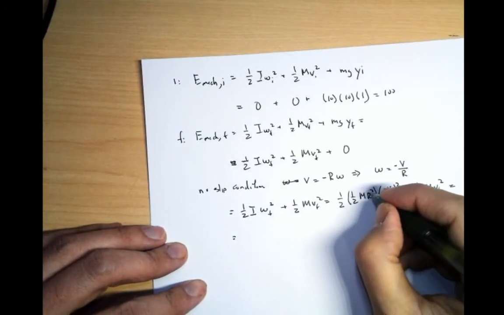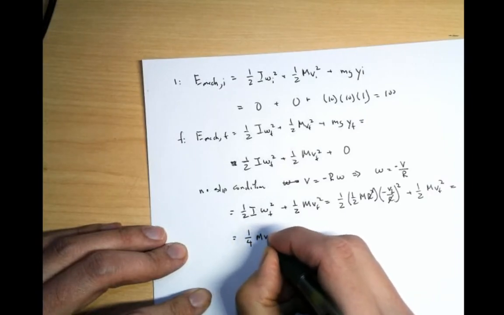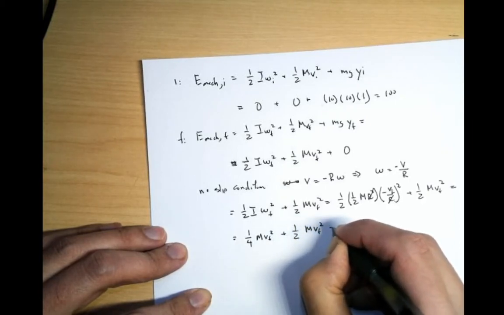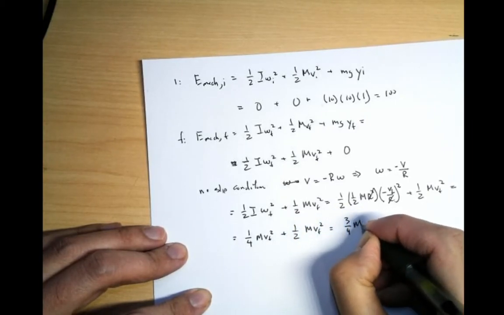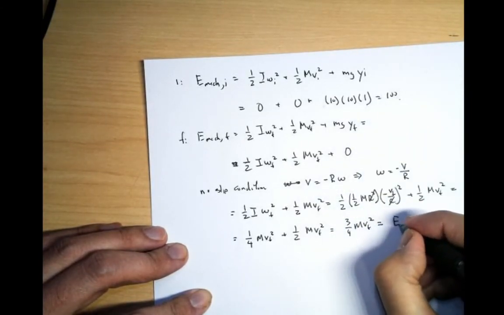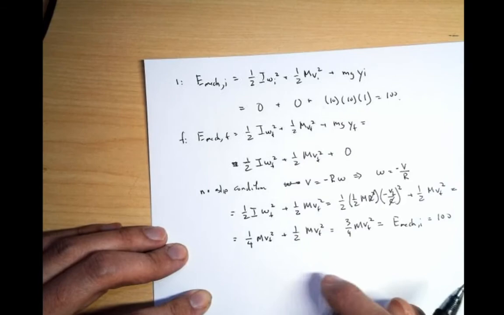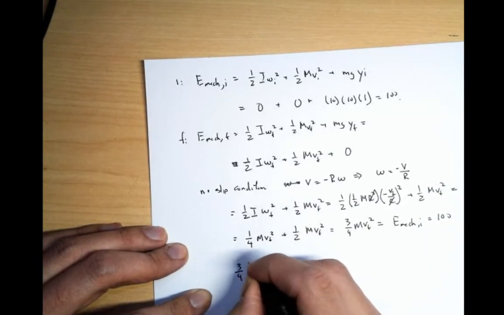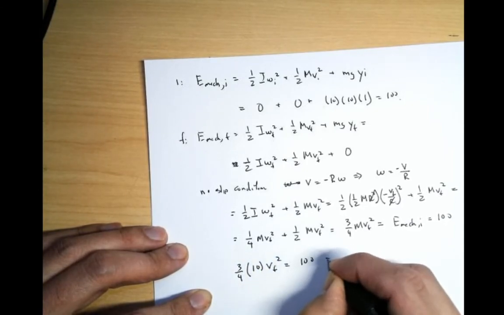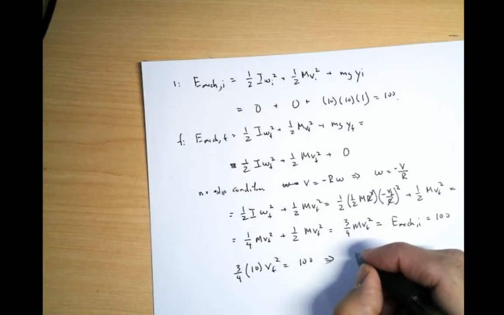Let's continue working this out. These squares will kill each other. So it's 1/4 m vf squared plus 1/2 m vf squared, which is 3/4 m vf squared, is equal to E mechanical initial, because of conservation of energy, which is 100. So let's plug everything in. 3/4 times 10 times vf squared is equal to 100. So vf squared is equal to 40 over 3.